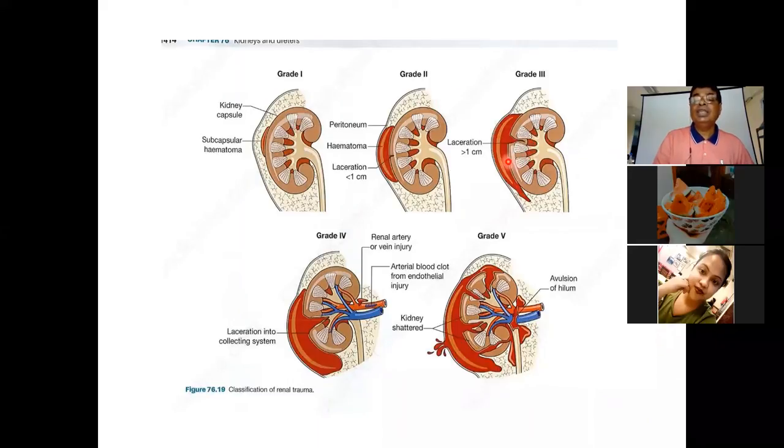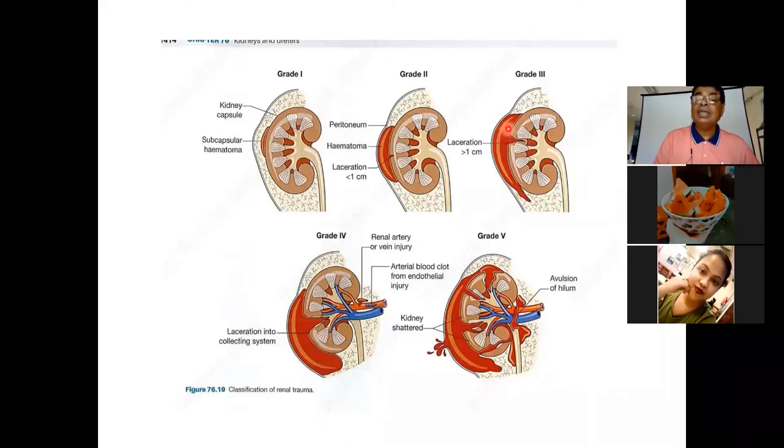This is grade 3. What is grade 3 injury? We label it grade 3 when there is laceration more than 1 centimeter, but not extending to the renal calyces or the pelvicalyceal system. These are the pelvicalyceal system. If there is no extension to the pelvicalyceal system, obviously there will not be any leakage of urine. That means there will not be any extravasation of urine here.